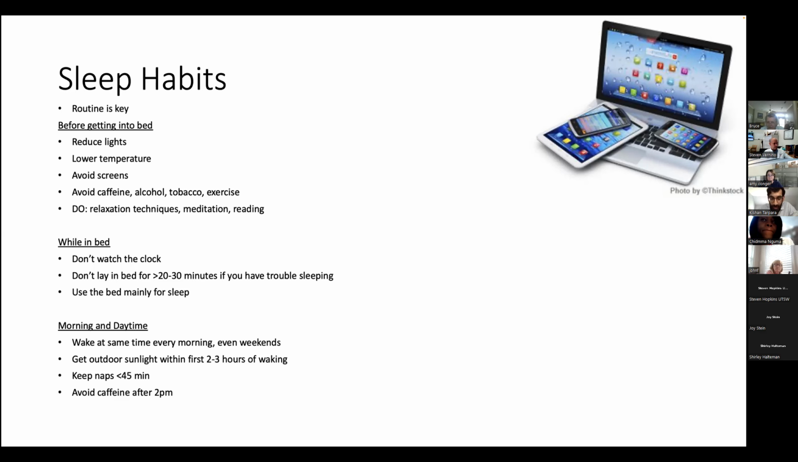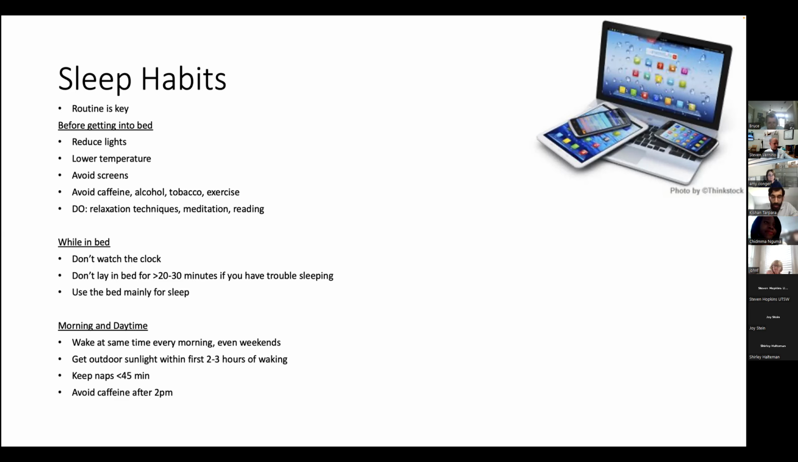Once you're in bed, don't watch the clock. If you're somebody who has trouble falling asleep, don't lie in bed for more than 20 or 30 minutes if you're having trouble. Get up out of bed and do something else, and don't go back to bed until you feel sleepy.